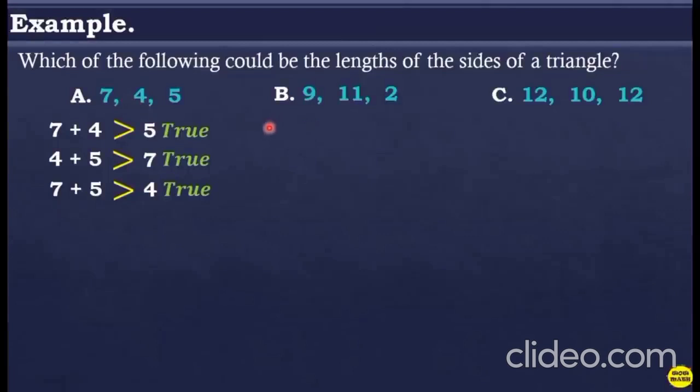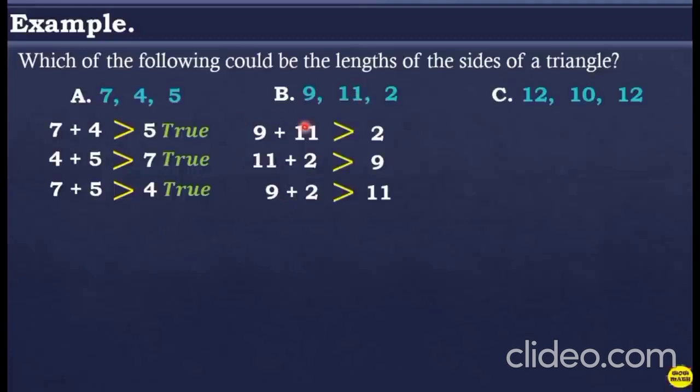So, i-list muna natin lahat ng any two sides ng triangle. So, we have 9, 11, and then ang third side niya is 2. We have 11 and 2, ang third side niya is 9. And then 9 and 2, ang third side niya is 11. So, dapat ang sum ng any two sides is always greater than the third side.